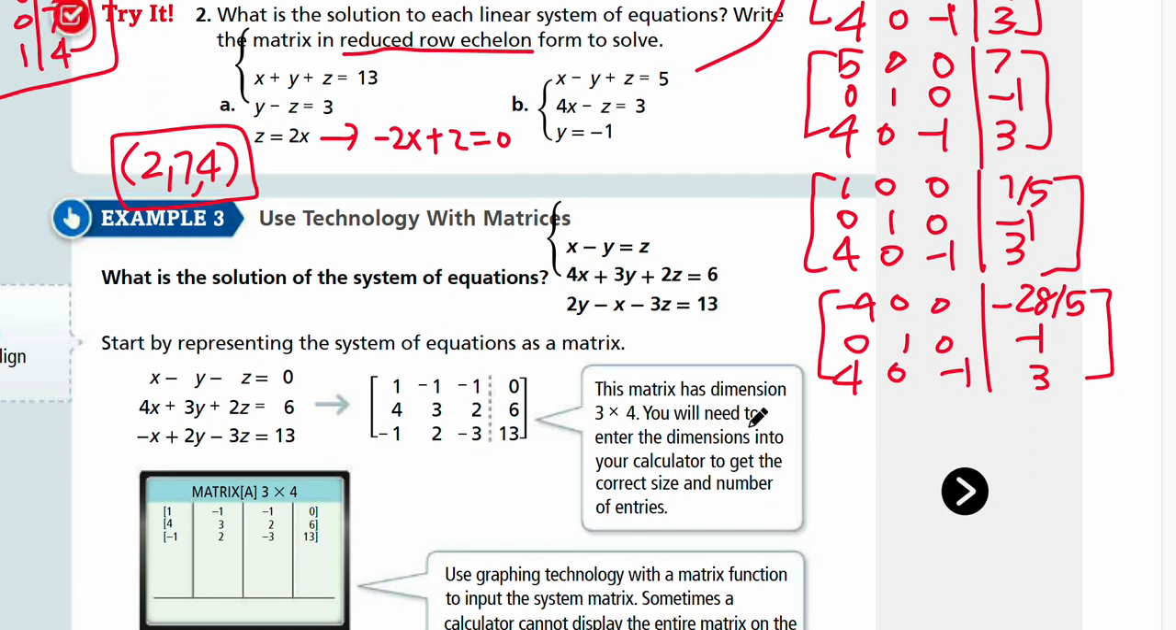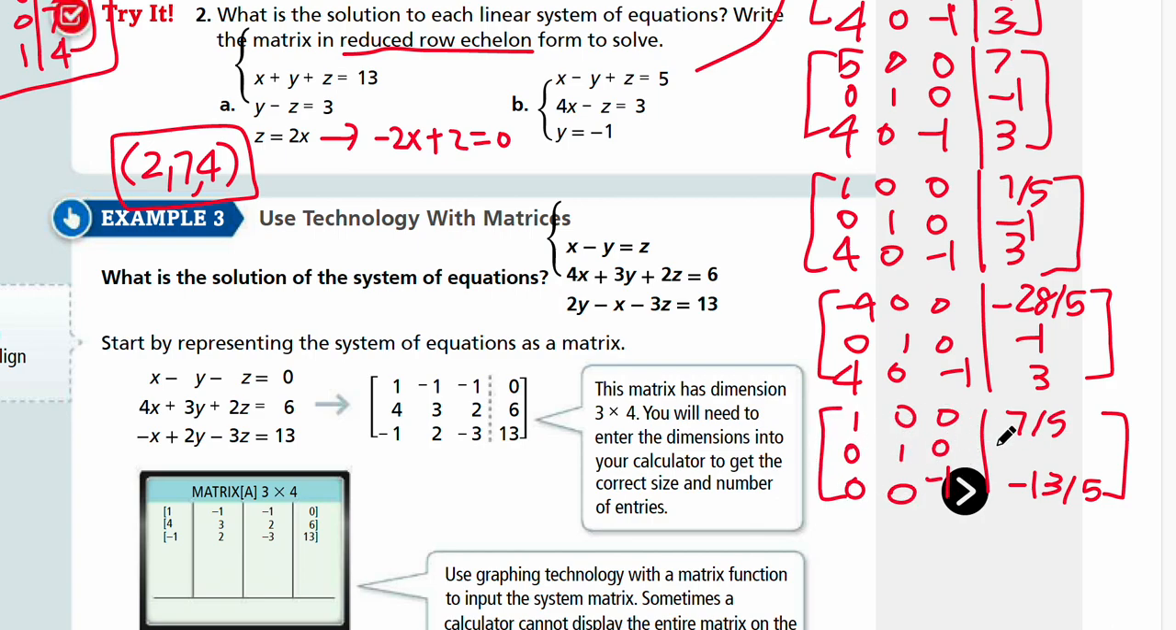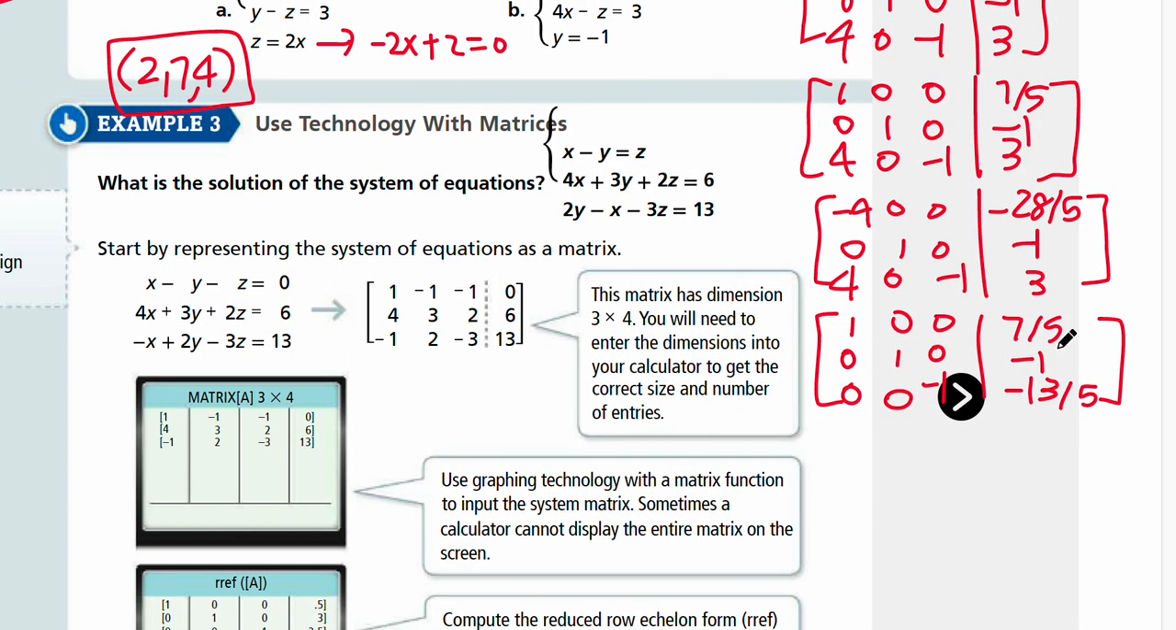And then you can add them. So that's 0, 4 plus negative 4, and then 0, and then negative 1. And then that's going to be negative 13 over 5. Okay. And then you can change the first row again back to 1, 0, 0, 7 over 5. And the second one, you can just rewrite it. But yeah, you're not going to get a pretty whole number, and that's okay. Your x is 7 over 5.